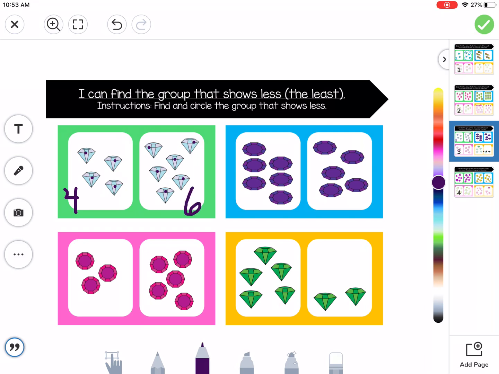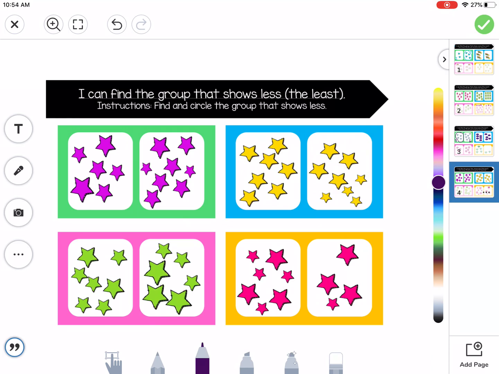Write your number. Circle the group that shows less. Which one is the less? Which number has less? Or which group has less diamonds in it? Would it be 4 or would it be 6? You're right, it would be 4. So you're circling the group of 4. Okay? You're going to do that with all of the rest of the objects there. And you're also going to do the same on template 4 with the stars. You're circling the group that shows less.